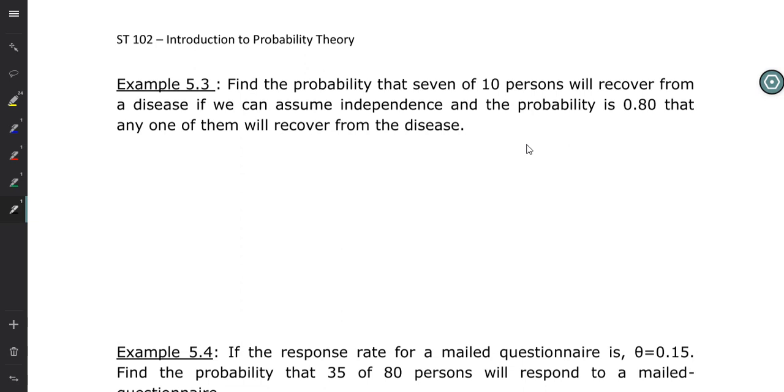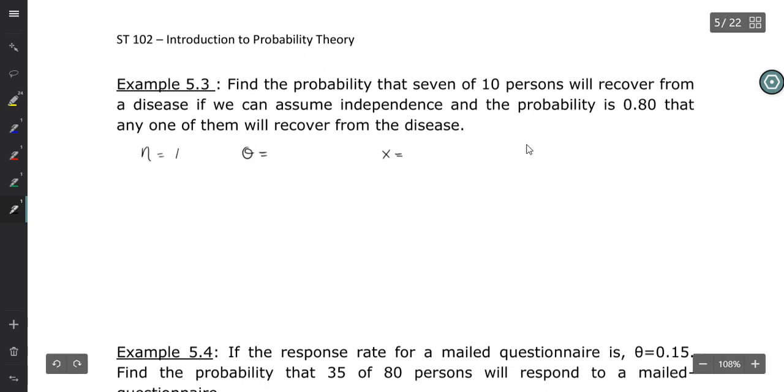The parameters are the values that define your PMF. In a binomial random variable or binomial distribution, you have two parameters, that is n and theta. That is the number of trials and the probability of success. So when you read your question, you have to figure out what is your n, what is your theta, and what is x. You have to find the probability that 7 of 10 patients will recover from a disease.